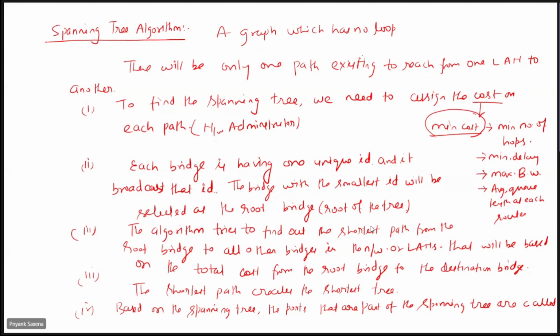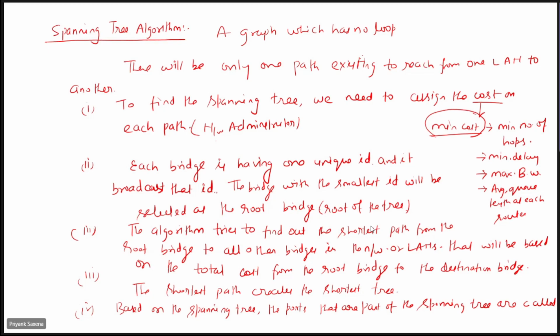There are many bridges in the network. We are going to make a spanning tree. When I say a tree, there will not be any closed loop. So for a tree, we should start from the root bridge and go to the end of the branch. So first of all, the root bridge is to be selected.